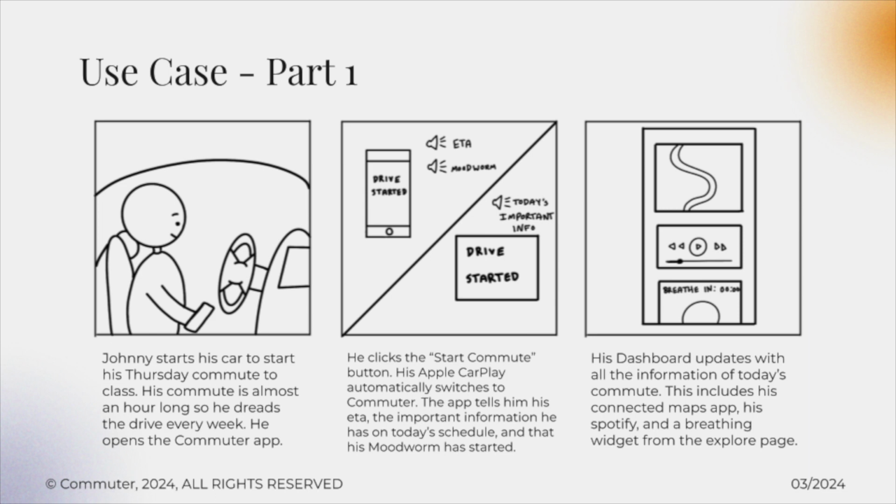First, he opens the Commuter app and clicks Start Commute. His Apple CarPlay automatically switches to Commuter, and the app tells him his ETA, his important information that he has on today's schedule, and that his mood worm has started. Using his personal customized widgets, his dashboard automatically updates with all the information of today's commute. This includes his connected Maps app, his Spotify, and a breathing widget from the Explore page.